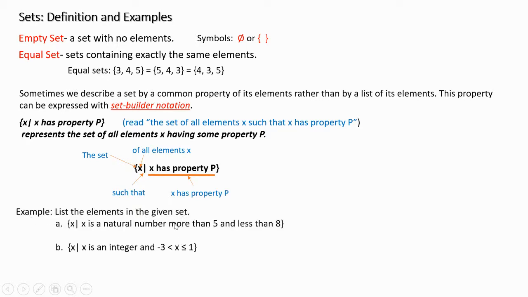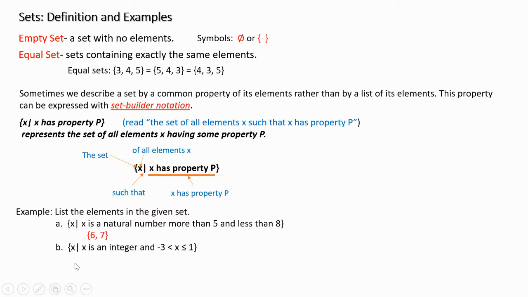Example: list the elements in the given set. X such that X is a natural number more than 5 and less than 8. Here, this is something that we should know at this level. What are natural numbers? A natural number is the same thing as a counting number. A natural number starts with 1 and goes all the way to infinity, and whole numbers start with 0 and go all the way to infinity. So for example, here, X is a natural number more than 5, right? So can it be 5? No, right? Because it says more than 5. And so it's going to be 6 and 7, because 8 is not included because it says less than 8. So the answer is the set 6 and 7.